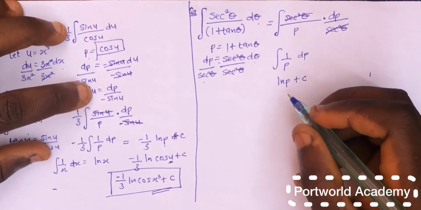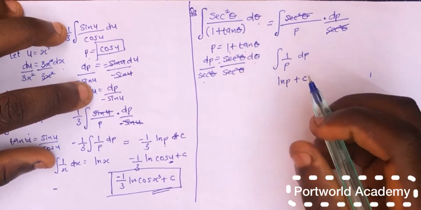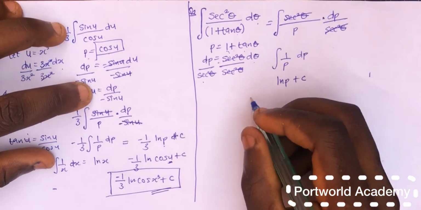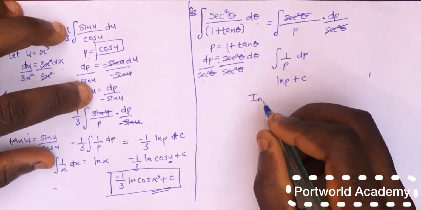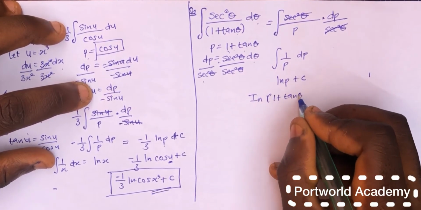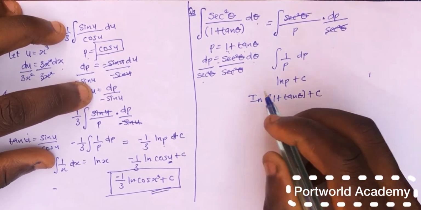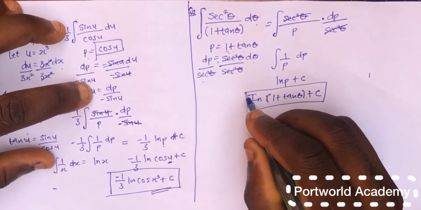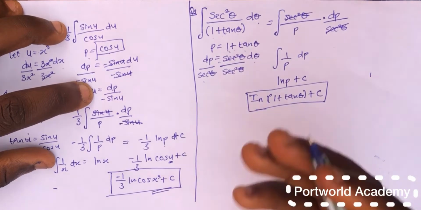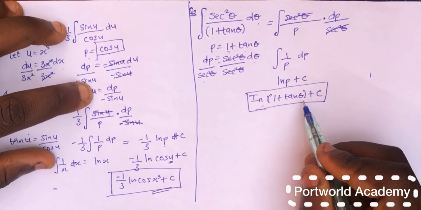But the value of our p is what? It is 1 plus tan theta. So we can easily replace our p with 1 plus tan theta, so that we have ln of 1 plus tan theta plus c, right? So this is our final answer. So the integral of sec squared theta divided by 1 plus tan theta is the same thing as ln of 1 plus tan theta plus c.